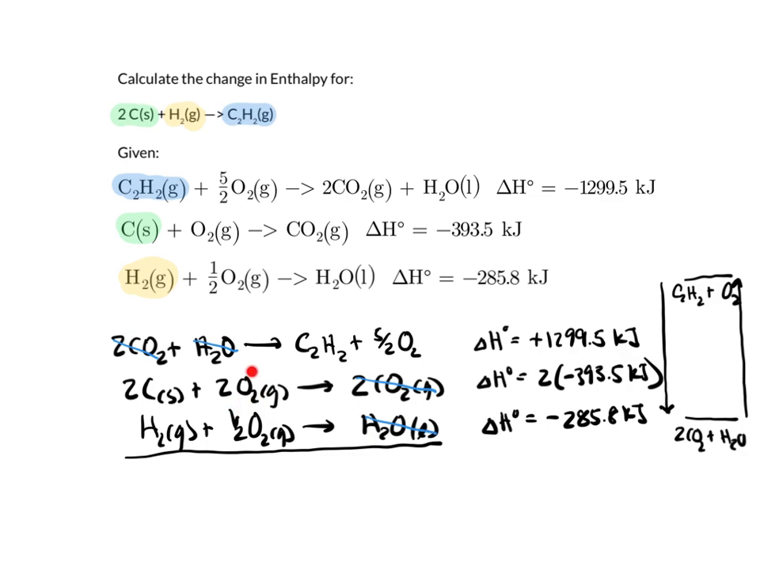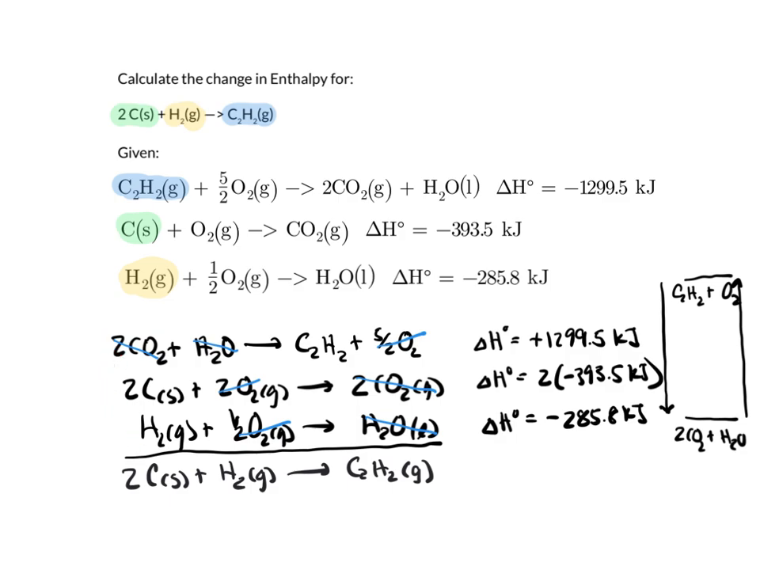And then I can see that I have 2 oxygens plus another 1/2 an oxygen. That's the same as 5/2 oxygens in the reactants, and I have 5/2 oxygen in the products. And so those are going to subtract out. And then that's all I have left. What I have left that hasn't been crossed out is 2 carbon solid plus hydrogen gas goes to C2H2, and that's a gas. And that is exactly the reaction that I was interested in. So when I add these reactions, I get the reaction I want.